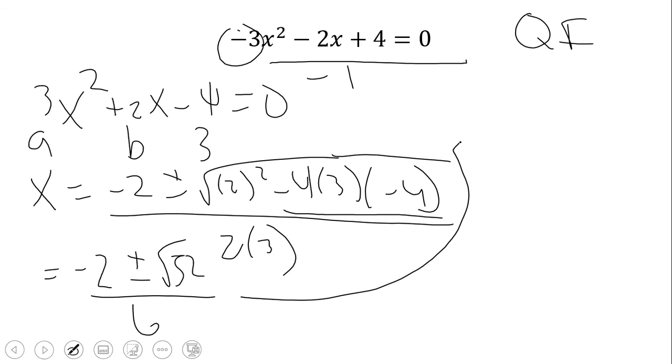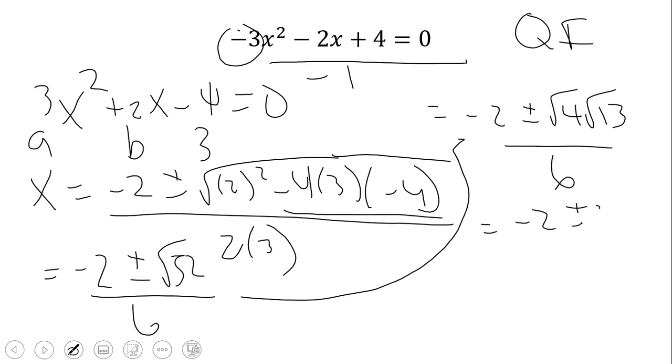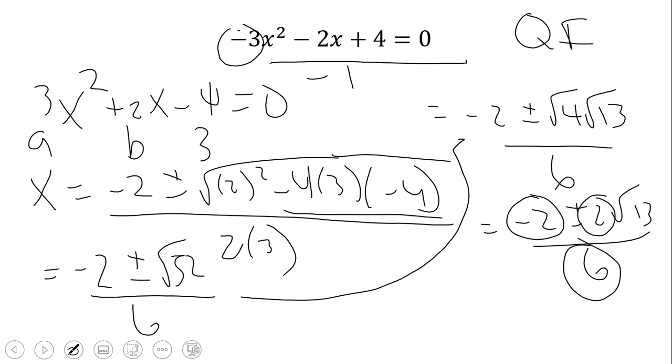52 is a pretty large number, so you're going to need to simplify that. So find the biggest perfect square in 52, which is 4, and it goes in 13 times. That's going to give you that the square root of 4 is equal to 2. And your final answer should always be reduced. And in order to reduce your final answers, you have to be able to reduce all 3 outside numbers at once. Turns out you can divide all of those by 2, which is going to give you a -1, plus or minus 1, leave the 13 alone, all divided by 3.